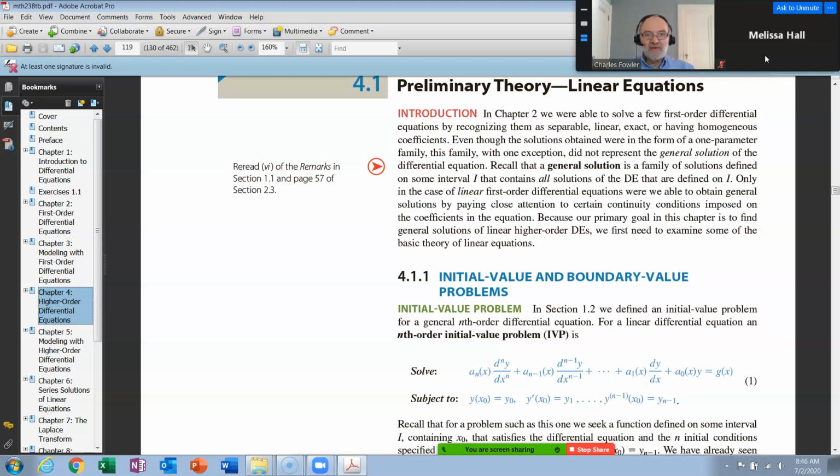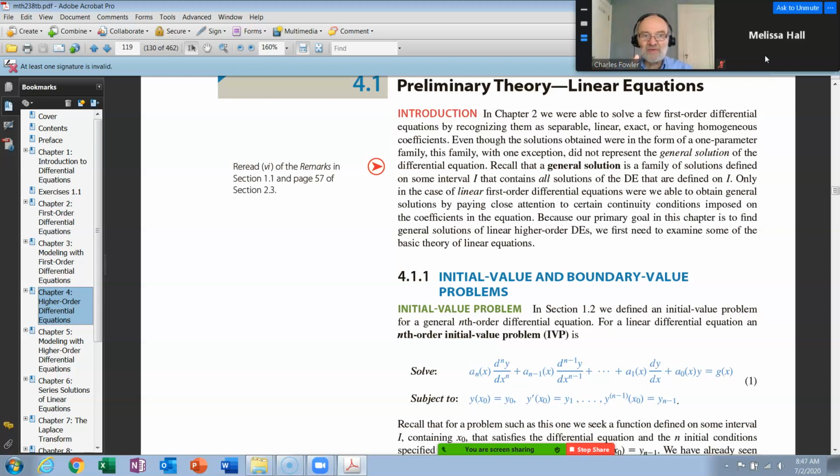So we looked at that, being able to solve a few first order differential equations, recognizing them as either separable, linear, exact, or having homogeneous coefficients. That's a different thing from homogeneous equations. Having homogeneous coefficients means all in the same order. And then we did some substitutions. Even though the solutions obtained were in the form of a one-parameter family, that family, with one exception, did not represent the general solution of a differential equation.